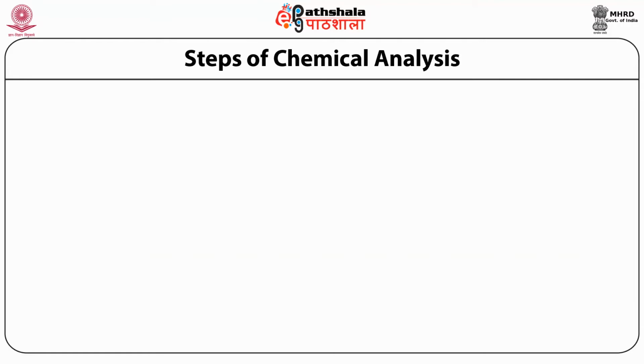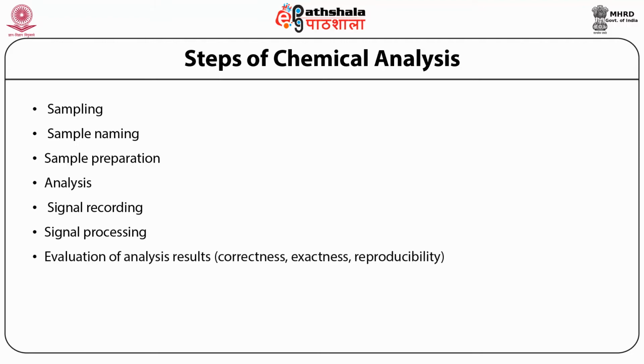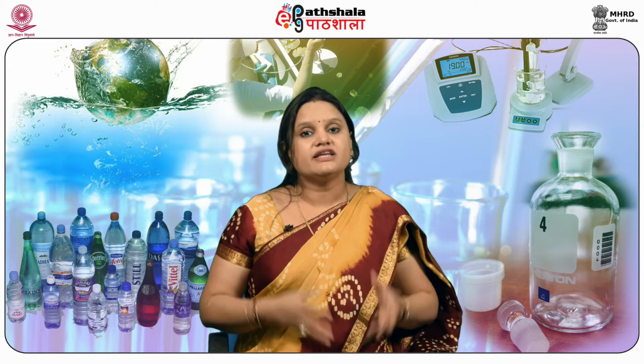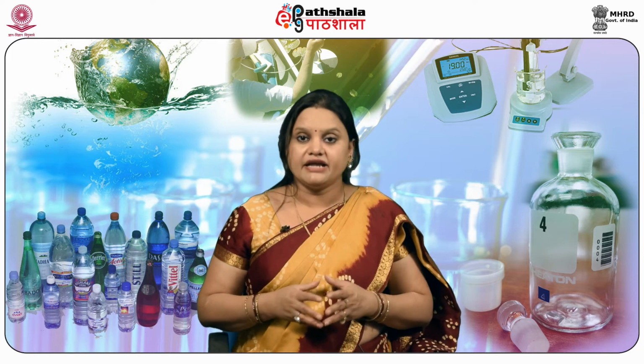The steps of chemical analysis include sampling, sample naming, sample preparation, analysis, signal recording, signal processing, then the evaluation of analysis results like correctness, exactness and reproducibility, then plausibility check, certification and filing. Here we are discussing the various instrumental techniques used for environmental contaminant analysis.